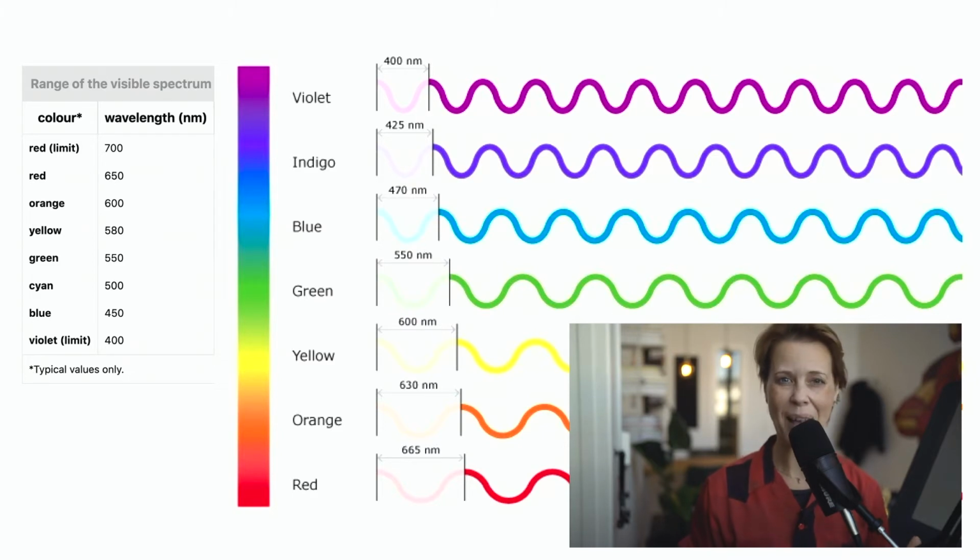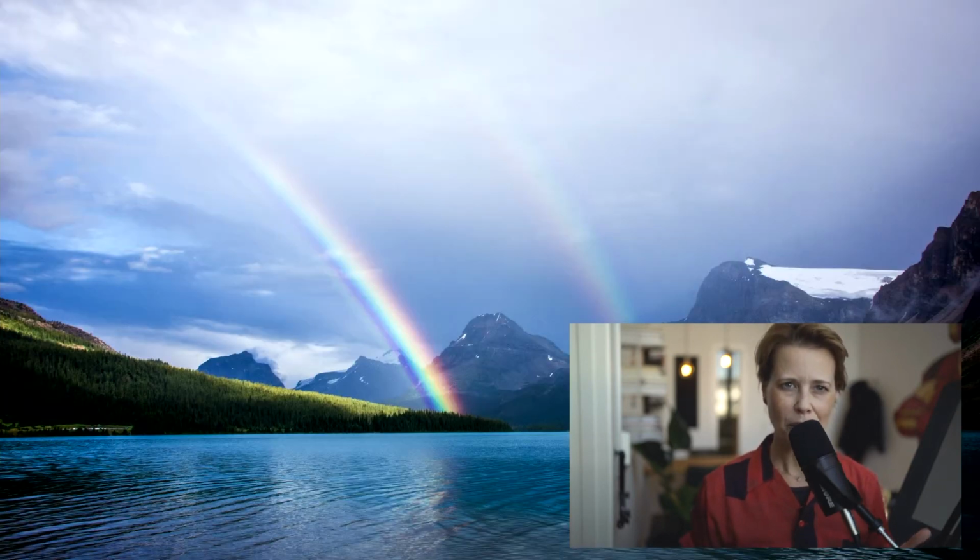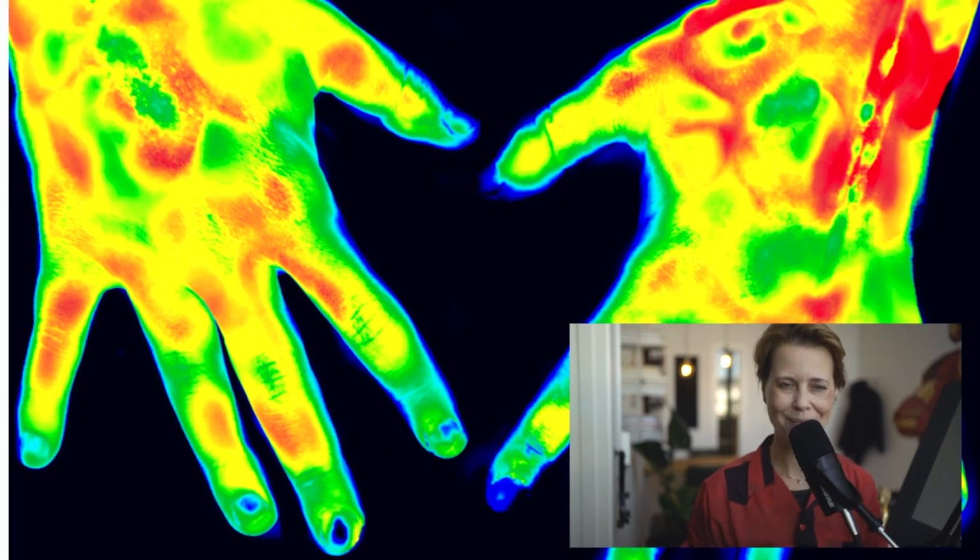The different colors have different wavelengths. Red has the longest wavelength, and violet has the shortest. That way, the colors of the rainbow are always in the same order. This is because they're arranged according to wavelength. So red is always on the outside of the rainbow because it has the longest wavelength, and violet is always on the inside of the rainbow because it has the shortest wavelength.